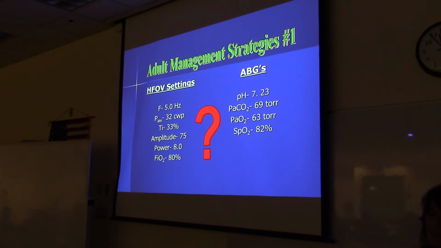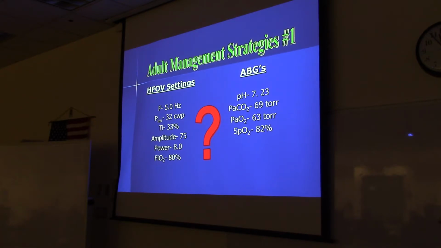How could the saturation be 82% if the PaO2 is 63? That doesn't sound right. Maybe like 40. Yeah, so don't you say 82% would give you about a 50 PaO2? Yeah, I would expect a 90 sat with that PaO2.